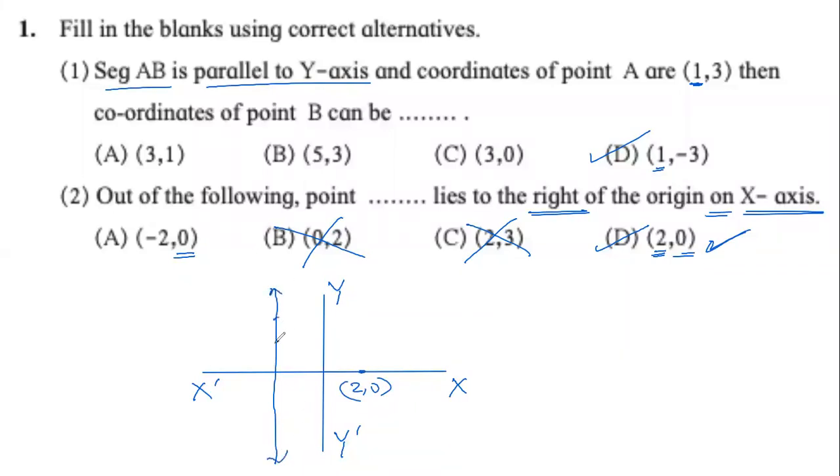Now, on all these points, the x-coordinate is the same. So if the x-coordinate is 1, the x-coordinate here also has to be 1. That is why these are the correct answers.